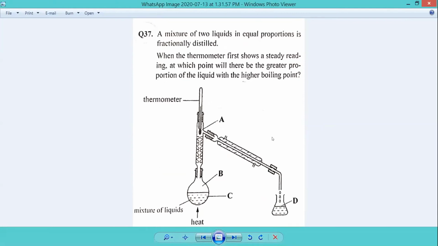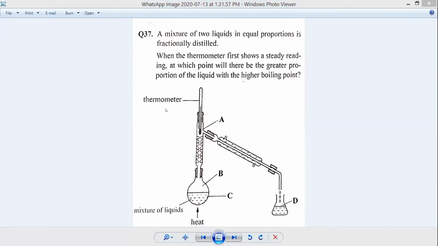A mixture of two liquids in equal proportions is fractionally distilled. When the thermometer first shows a steady reading, at which point will there be the greater proportion of the liquid with the higher boiling point?